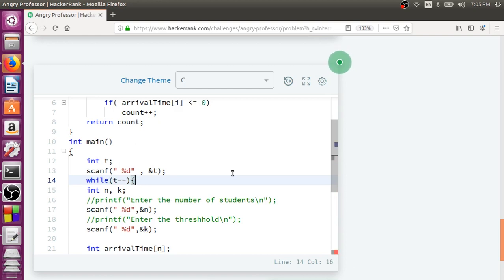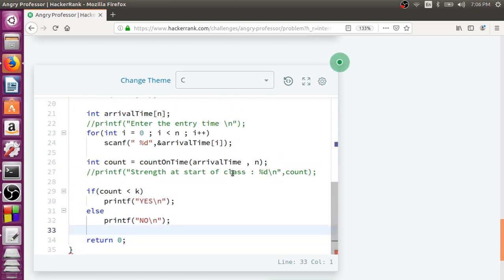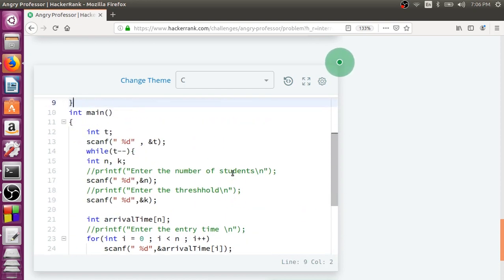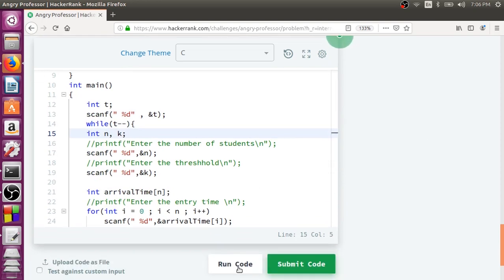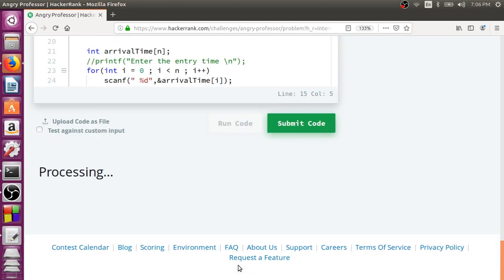What does this do? Assume T is 2. The first time we check, 2 is a non-zero value, and then we decrement, but we enter the loop. The second time T is 1, which is again non-zero, so we enter the loop. But the third time, T is already 0, so we don't enter the loop. This is what it does. Or you could use a for loop if you want. We need to indent everything for better clarity. But let's run this code first and see if it is working.